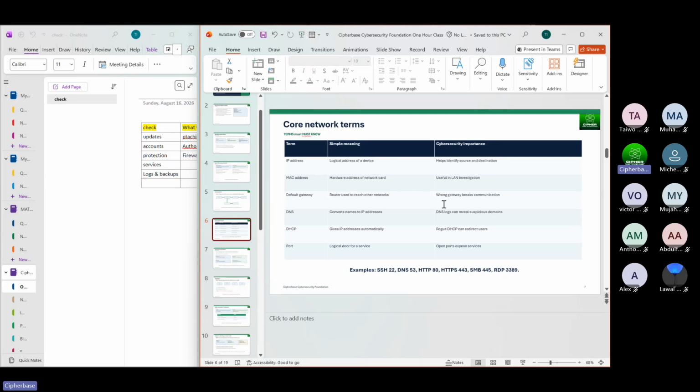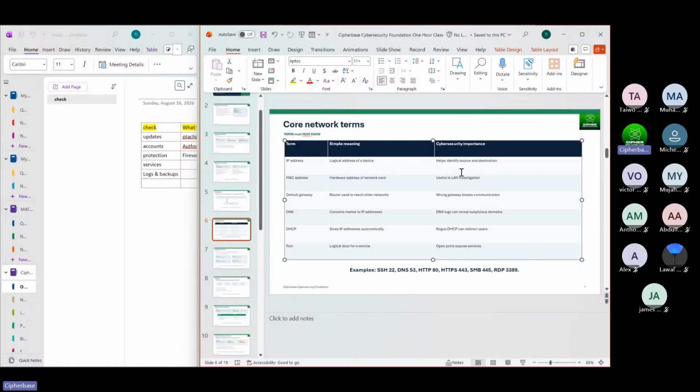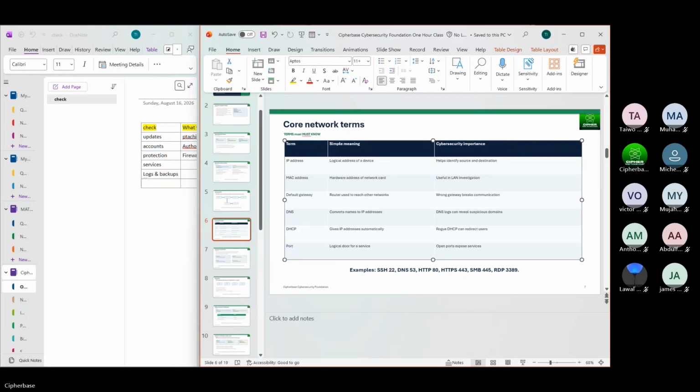Now, let me start with IP address. As you can see, I said it's a logical address of a device. How is it important to cybersecurity, to you and I? It helps us identify sources and destinations. By the time we start our security operations center, let me even try to open it, because I want us to be seeing what we are talking about. It's not just for us to be reading, we need to understand. So as we proceed, I will try to check.